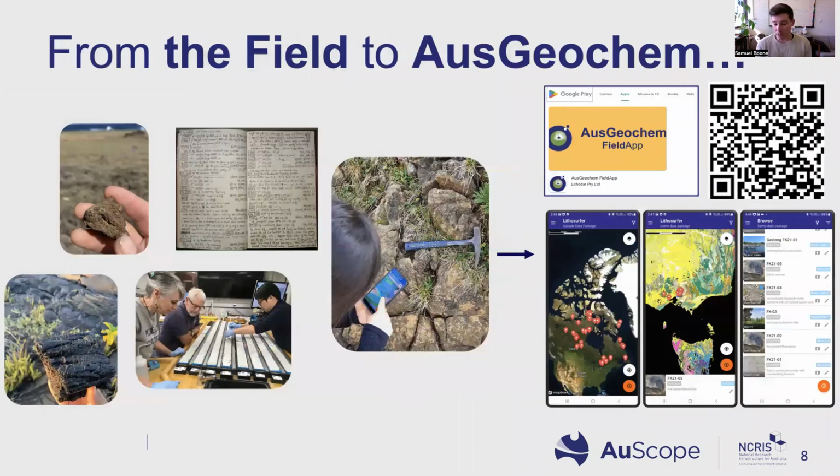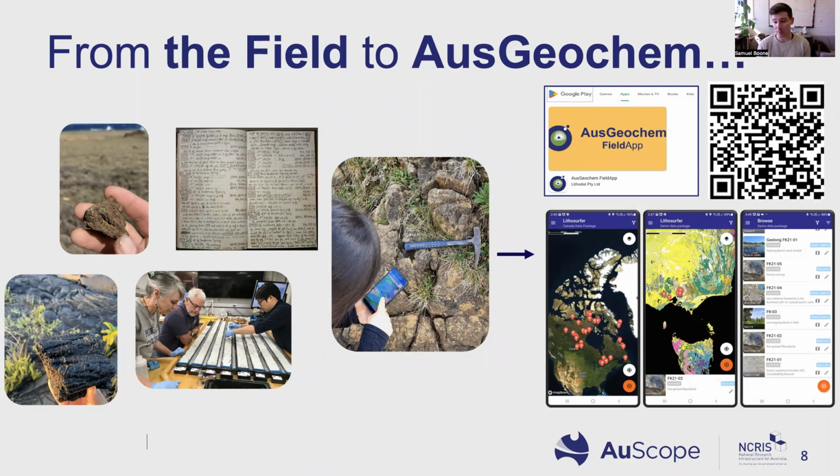So on face value, the AusGeochem platform may look very similar to a whole range of existing data portals, but we're distinctly different. And I'm certain that by the time you finish viewing this presentation, you'll agree that this is something entirely new, and I'll explain why that is. There are a number of reasons that we're different from what currently exists. And first is how we actually gather the data in the first place.